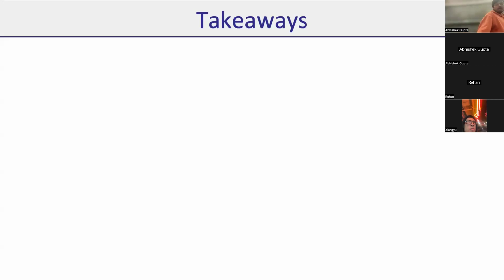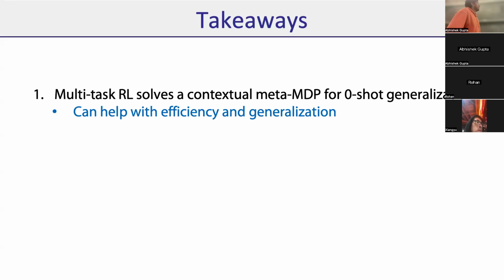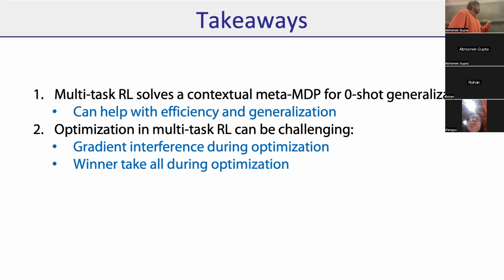Okay, so the takeaways here are multitask RL. You can solve a contextual meta MDP where you're given what task you want to solve. This can help you with efficiency and generalization, but optimization can be challenging, at least for small to medium scale problems. We said it's a mixture of conflicting gradients and exploration. We can deal with it by either removing exploration or removing conflicting gradients. And so the first idea was to do individual supervised learning and shared distillation, individual RL and shared supervised learning. And the second idea was to deconflict gradients in multitask RL with a shared model.